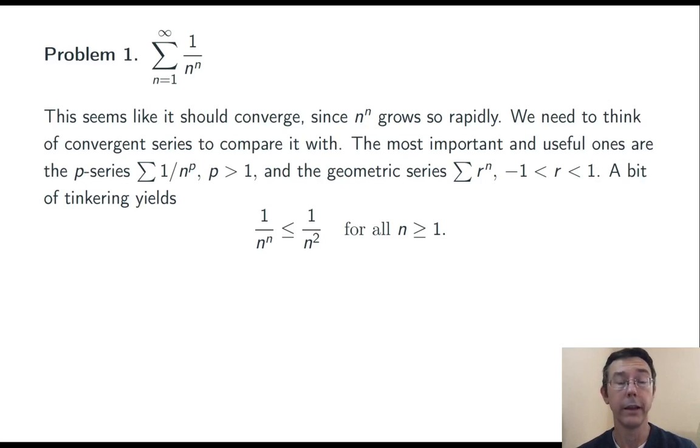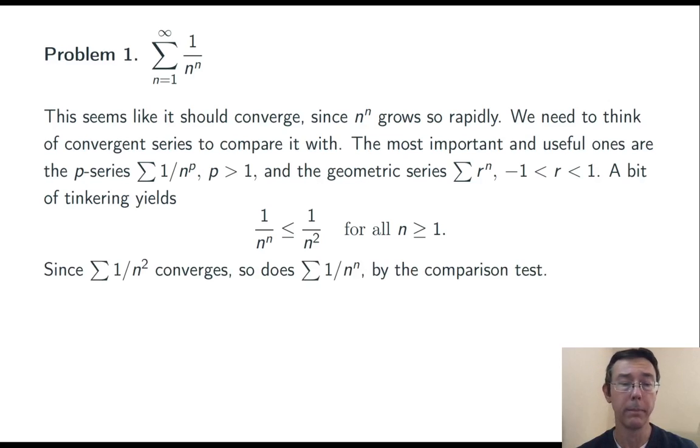1 over n to the n less than or equal to 1 over n squared. So when n is 1, both sides of this are 1, so that inequality holds, 1 less than or equal to 1. And then when n is greater than or equal to 2, on each of these denominators I have the same base, the n, and then the exponent is larger on the left. So the fraction on the left is going to be smaller. So this inequality holds for all n greater than or equal to 1.